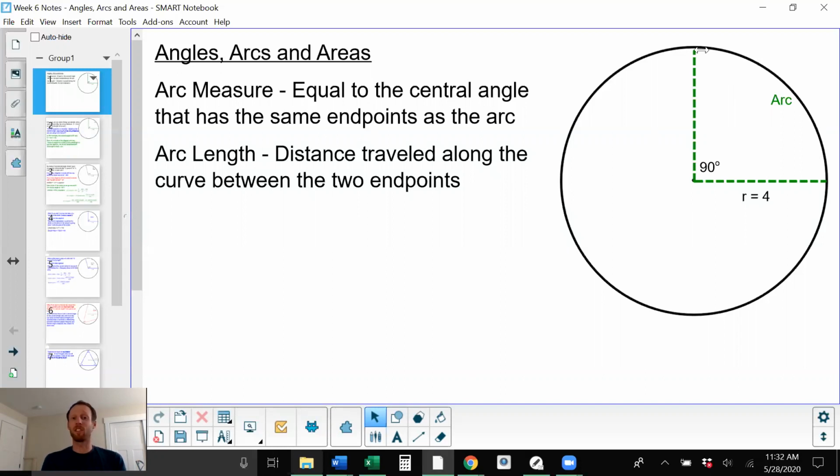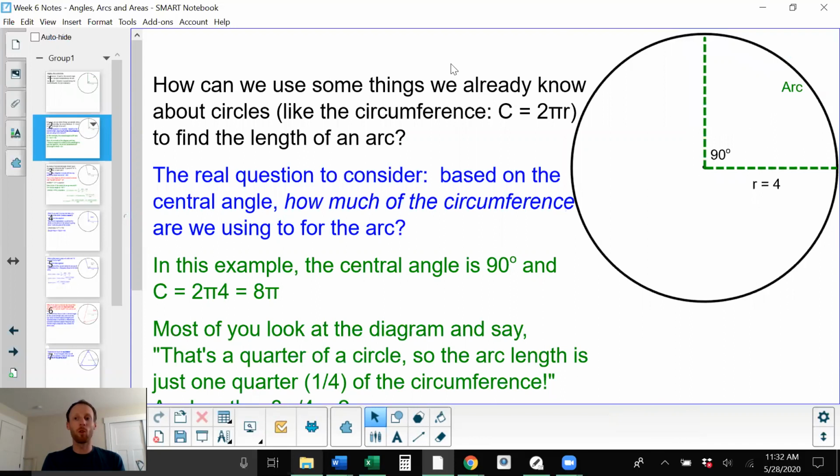Now, something that does depend on how big or small the circle is, is the arc length. That's the distance that we travel along the curve in between the two endpoints. So imagine if you were walking or driving along this curve, how far do you go? Not in a straight line, but how far do you travel along the curve from one endpoint to the other? So how can we use things that we already know in order to find an arc length?